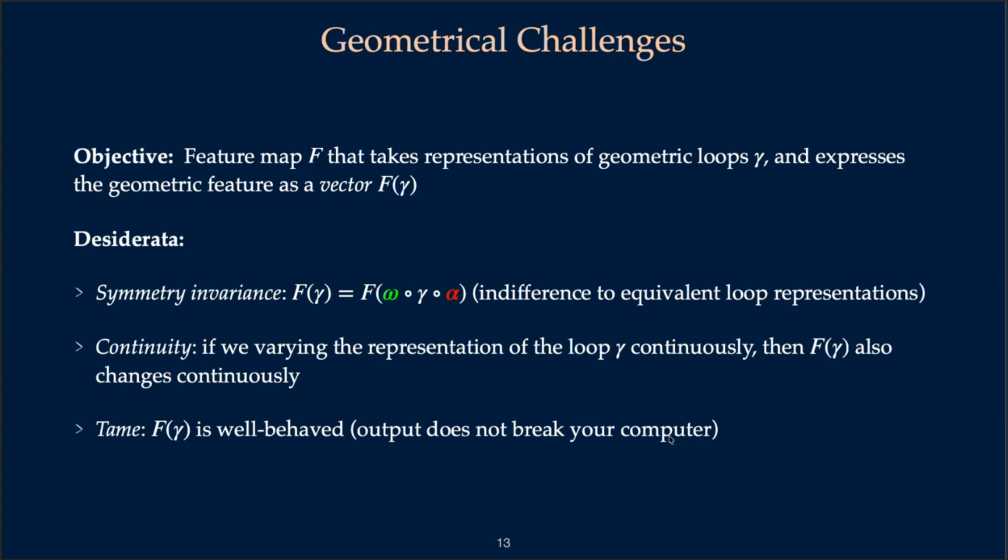So I could create a trivial example of something that satisfies the first two. That is bad. So if I just have a constant map that sends every loop to infinity, right? I mean, it's just a constant, so it just doesn't matter. The symmetry invariance doesn't matter. It's constant, so it's continuous, but it's not what we want, right? So it breaks the computer. So these are the three common sense conditions that we want to satisfy for anything we design.